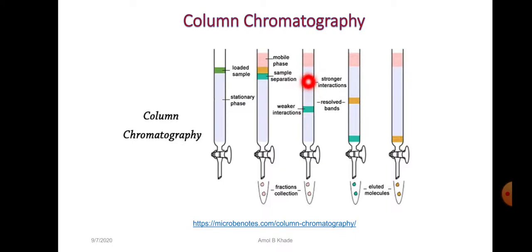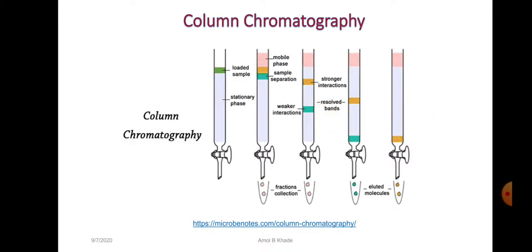Let's say it is normal phase. We know that in normal phase the stationary phase is polar. If your compound is polar, it will have a stronger interaction. If the compound is relatively non-polar, it will have a weaker interaction, a faster migration rate, and will elute faster. So in a normal phase column, the component eluting faster will be relatively non-polar, and the one eluting slower will be relatively polar.